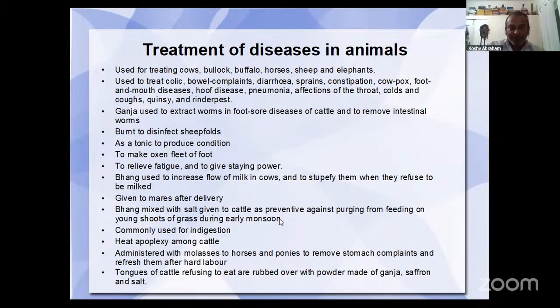It was given along with salt to cattle at the start of the monsoon season, when cattle would typically feed on the young grass that starts growing and get indigestion. It was given to them to prevent indigestion. It was used to treat heat conditions and to prevent cattle from suffering from extensive heat. It was rubbed on the tongues of cattle along with saffron and salt to increase their appetite and make them eat food.